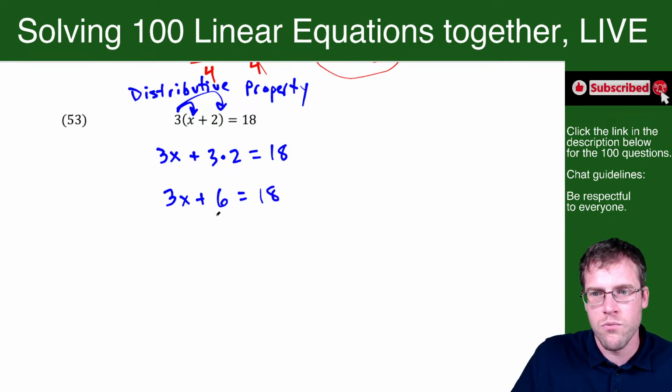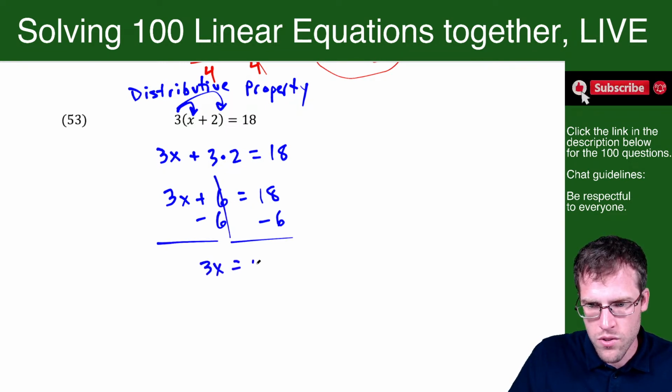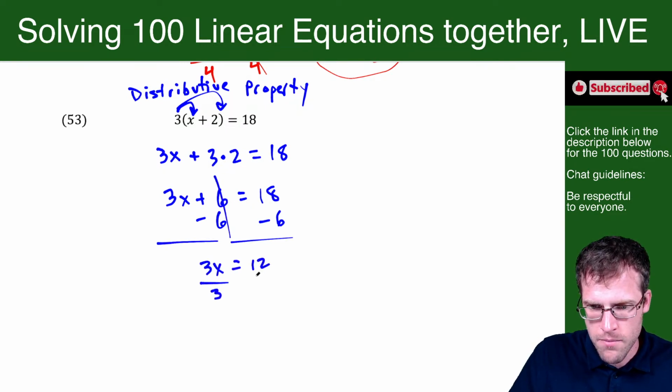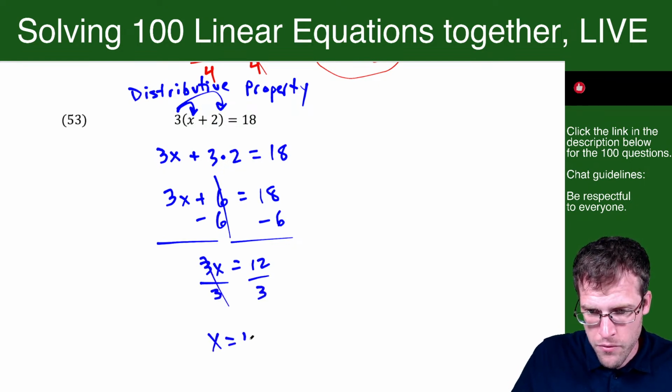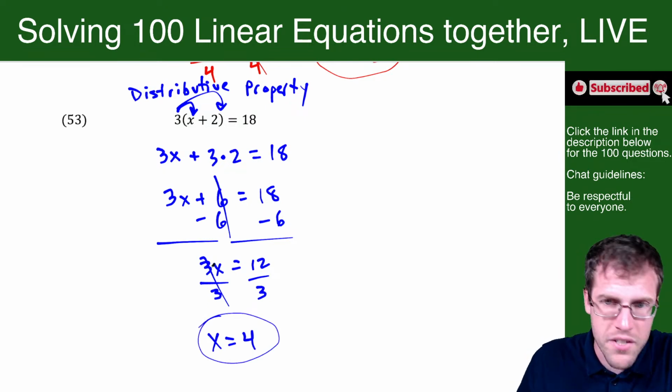And now it looks like what we were doing before. So minus 6 on both sides. 3x equals 12. And now divide both sides by 3. And you'll have x equals 12 divided by 3 is 4. Okay, so question 53 works out to x equals 4.